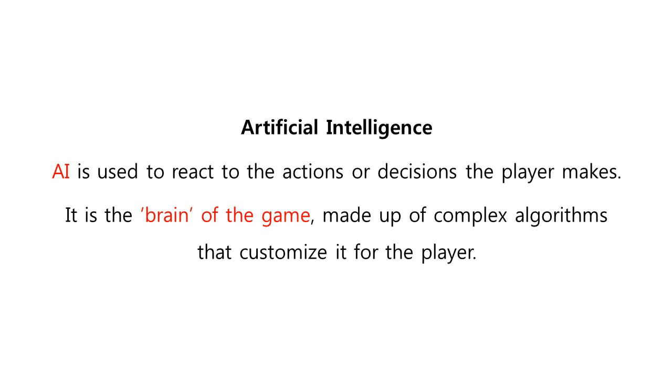Next process under the production stage is programming of the game's artificial intelligence or AI. AI is used to react to the actions or decisions that the player makes. It is the brain of the game, made up of complex algorithms that customize it for the player.